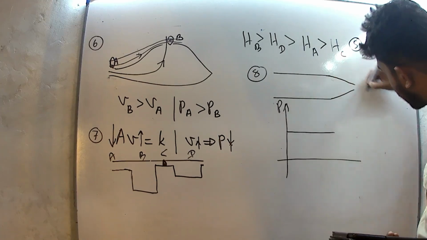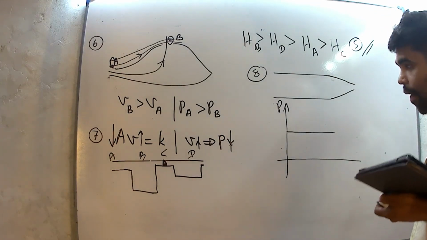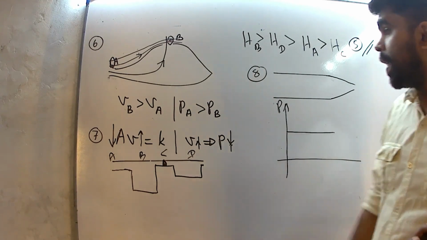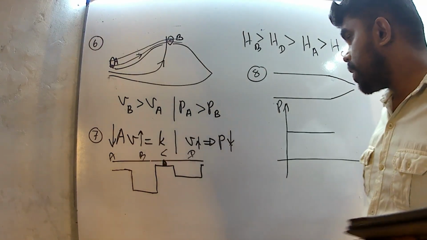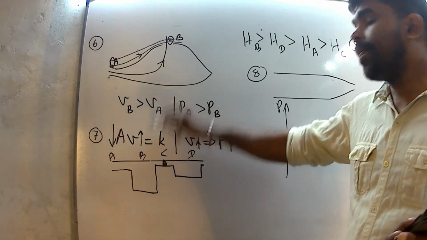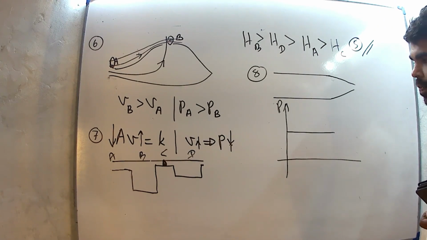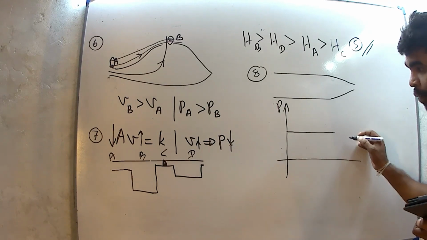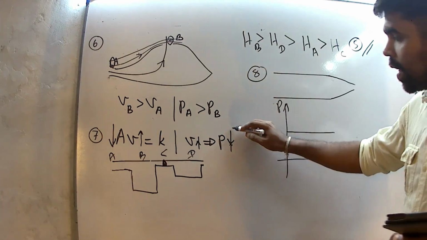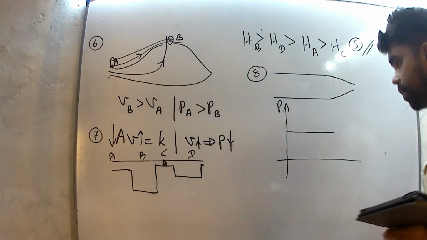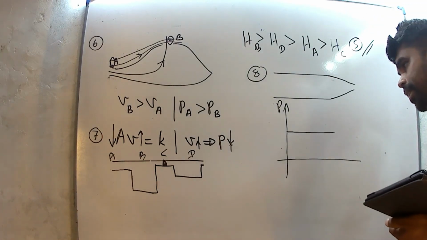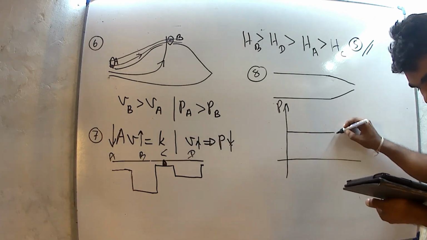The cross-sectional area is decreasing for this part. You know that when the cross-sectional area decreases, velocity should increase with distance. Velocity is increasing. Therefore, pressure should be decreasing with distance. Pressure should be like this.